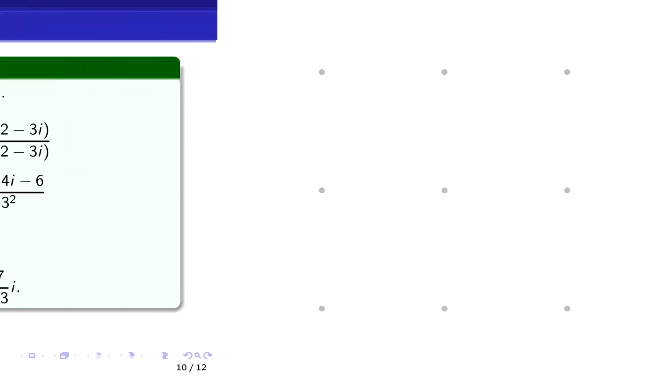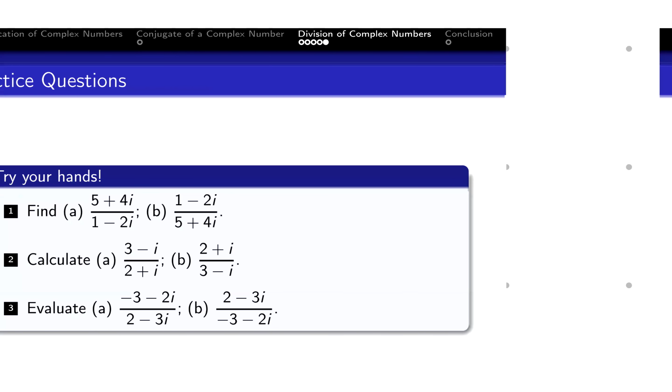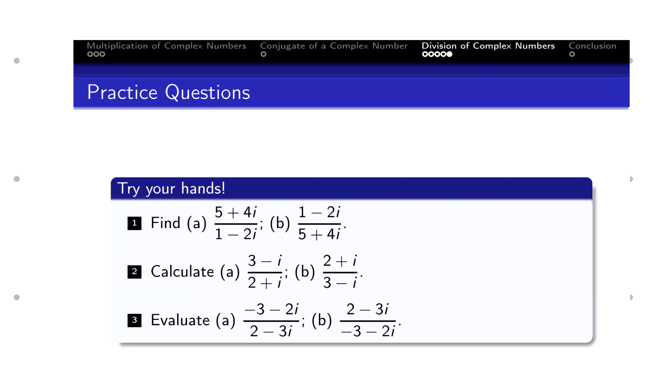So gradually coming to the end, let's see what we have here. You have some practice questions right here to try your hands on. Because of the lack of commutativity, you have so many things to do here. Find A, for instance, 5 plus 4i over 1 minus 2i, and B, 1 minus 2i over 5 plus 4i, just changing it over. Same for the other ones: 3 minus i over 2 plus i, and then B, 2 plus i over 3 minus i. Same for this, 3 minus 2i over 2 minus 3i, then 2 minus 3i over 3 minus 2i. So you have a lot to deal with.